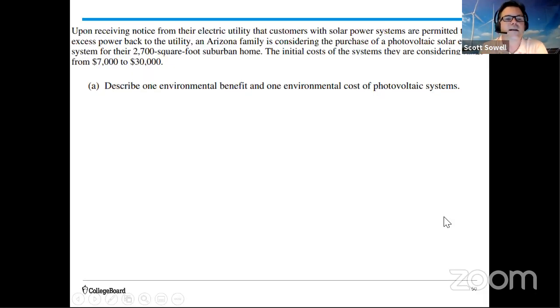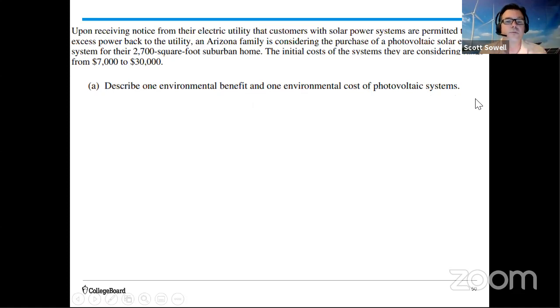So this question says, upon receiving notice from their electric utility that customers with solar power systems are permitted to sell excess power back to the utility, an Arizona family is considering the purchase of a photovoltaic solar energy system for their 2,700 square foot suburban home. The initial costs of the systems they are considering range from $7,000 to $30,000. A says, describe one environmental benefit and one environmental cost of photovoltaic.